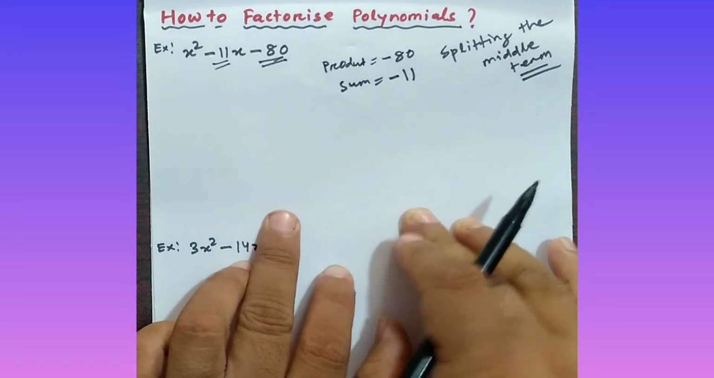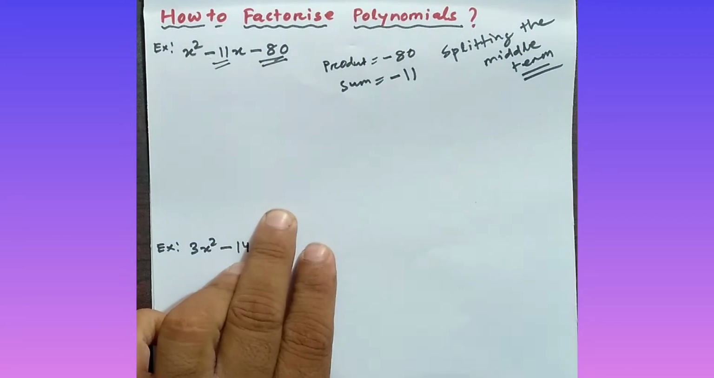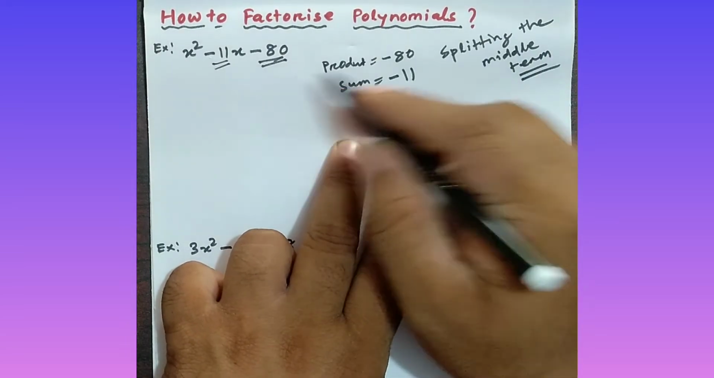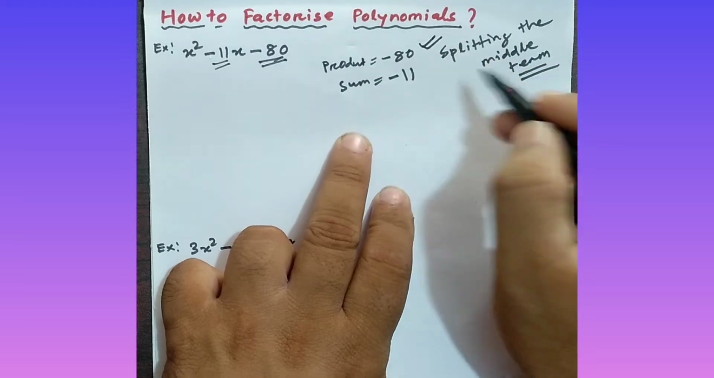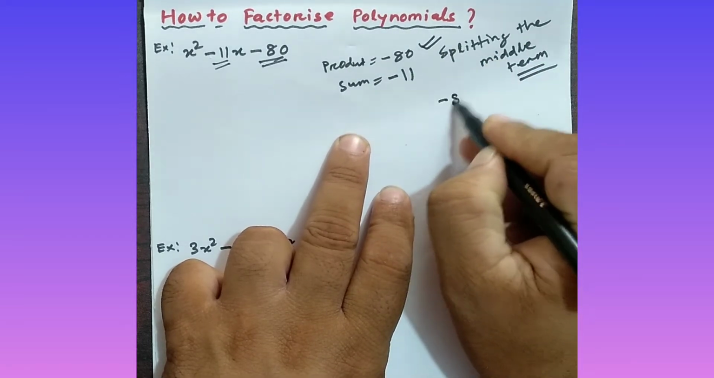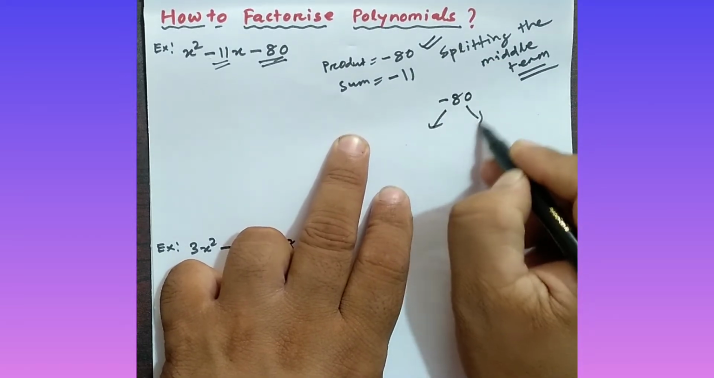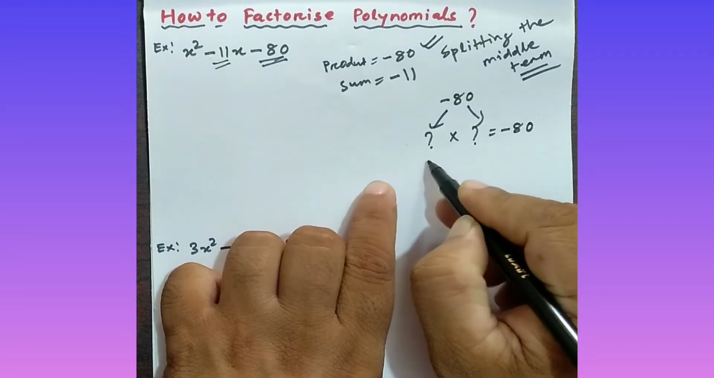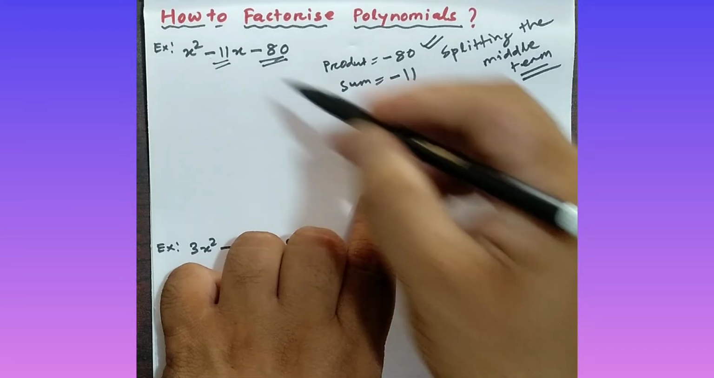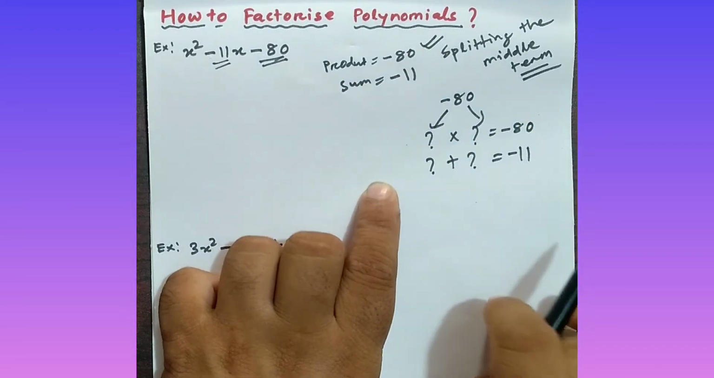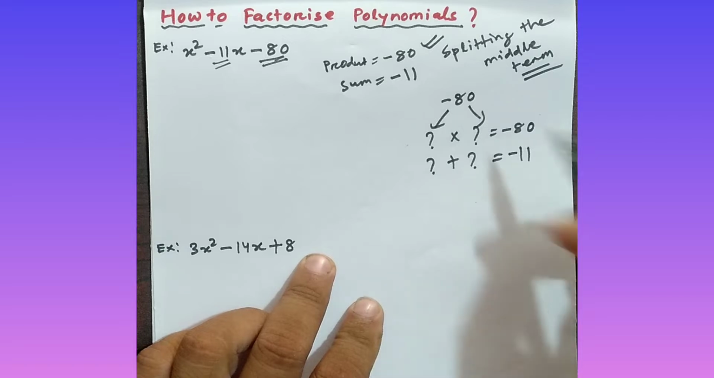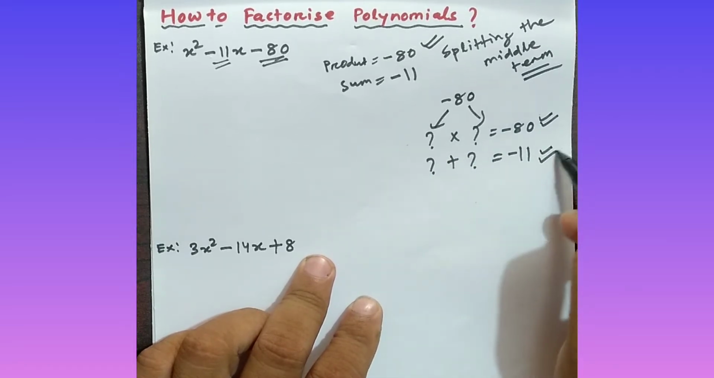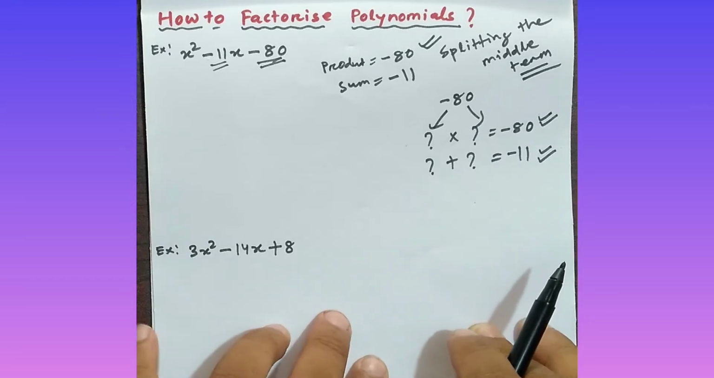How can you solve it? Simply think in your brain: what are those two numbers whose multiplication will be minus 80 and whose addition will be minus 11? Clear? What are those two numbers whose multiplication will be minus 80 and whose addition will be minus 11? How can you find out?